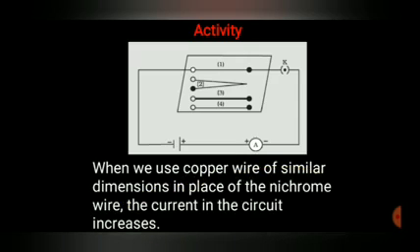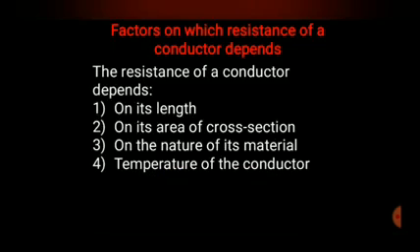In the last case, we are going to take a different material, that is nothing but copper. When we use copper wire of similar dimensions in place of nichrome wire, the current in the circuit increases. So in the first case, nichrome wire. Second case, we increase the length of the wire. In the third case, the thickness of the wire, the material being the same. In the last case, the length is not going to change here, but the material is going to change. That is nothing but copper.